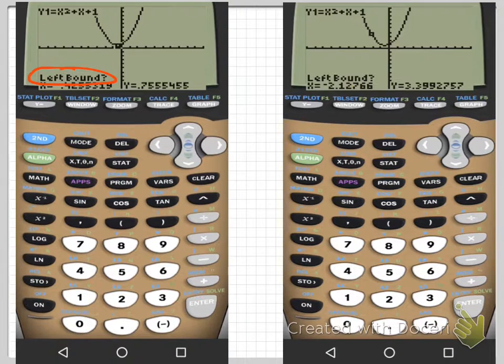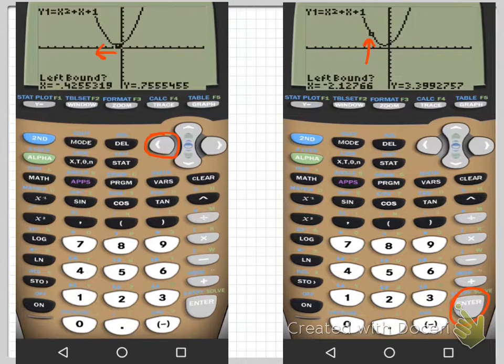You could imagine if we have a curvy line that's going up and down, there are lots of minimums, so the calculator needs to know which minimum we're talking about. So what you're going to do is just move the cursor to the left of the minimum by pressing the left arrow button. And once you're sure it's left of the minimum, it doesn't have to be very far, it could be like right there, then you're just going to press enter.